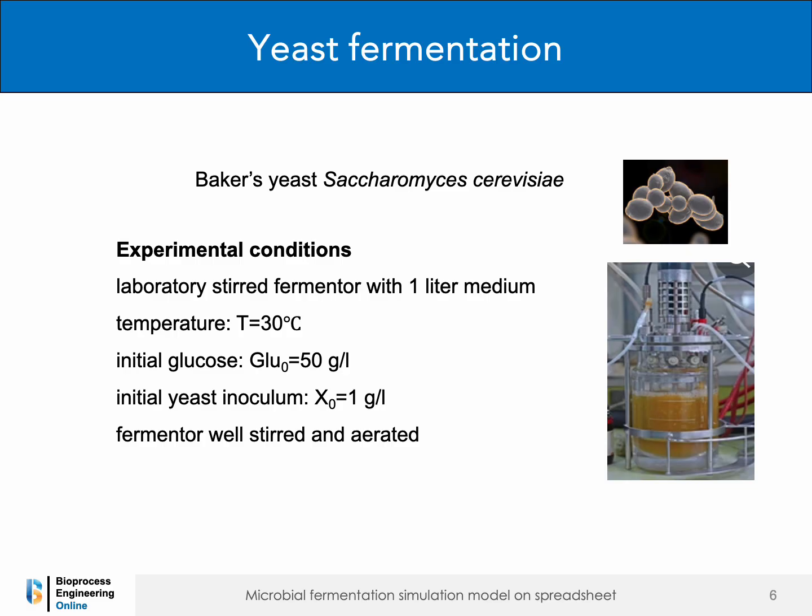The modeling methodology is illustrated on the aerobic production of baker's yeast on sugar. The Saccharomyces cerevisiae, baker's yeast, is grown in a stirred aerated laboratory fermenter containing 1 liter of medium at a controlled temperature of 30 degrees Celsius. The medium contains an initial 50 grams per liter glucose concentration. The fermentation is started by an initial yeast inoculation at the concentration of 1 gram per liter.